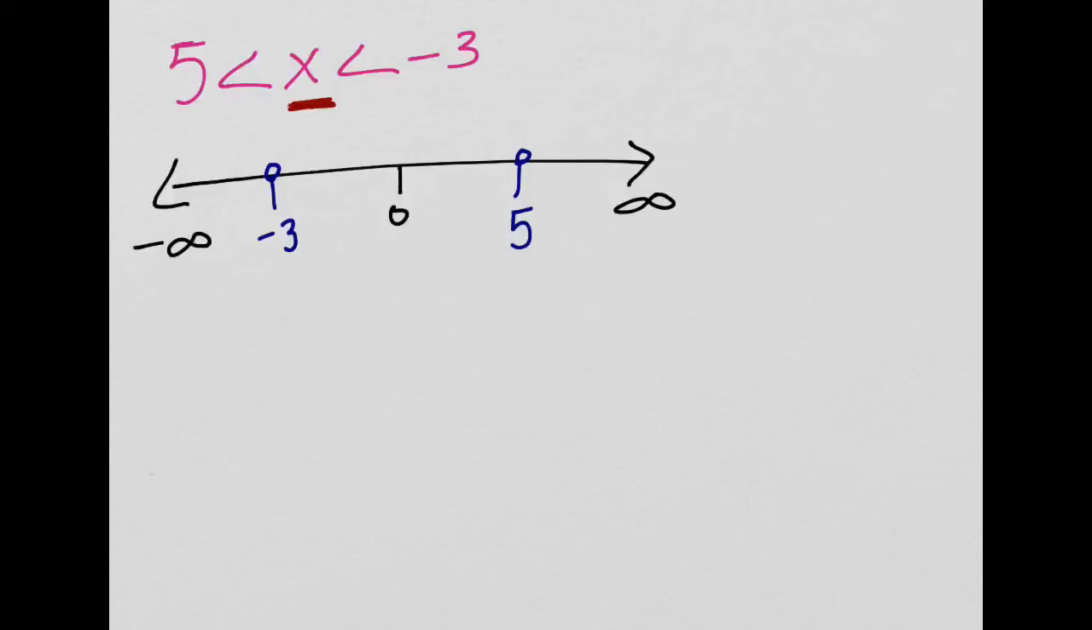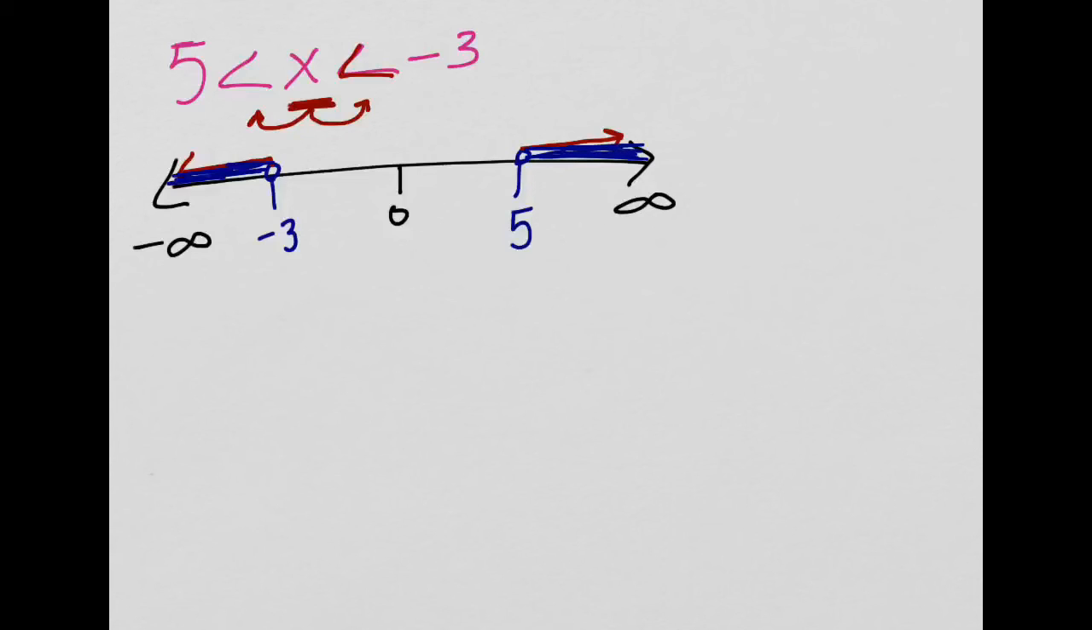So x is greater than 5, which means it's going to go to the right. All numbers greater than 5 go to the right. Then we're going to read it again from the x. X is less than negative 3, which means it's going to go this way. Okay, so now I'm going to go ahead and shade it all this way and all of this way.